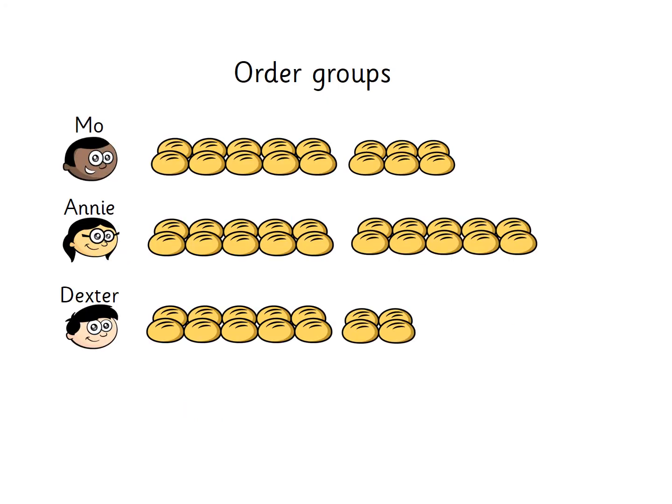Right, now we're going to order the groups of Mer, Annie and Dexter. So first we're going to count how many bread rolls Mer's got. So we can see he's got 10. Let's count on from 10. 11, 12, 13, 14, 15, 16. So Mer's got 16. Then we're going to look at Annie.